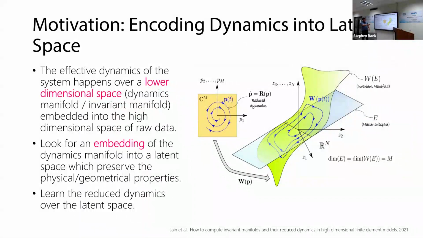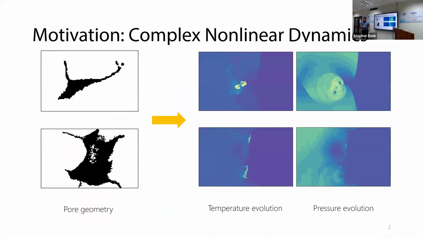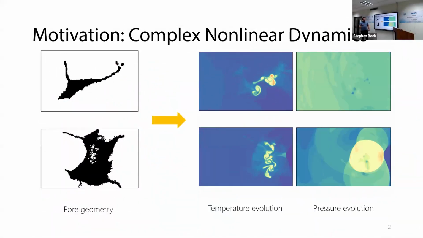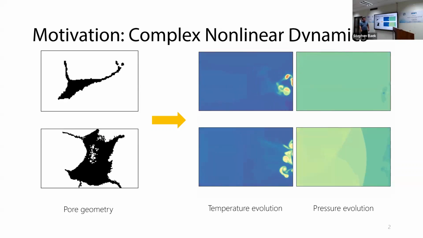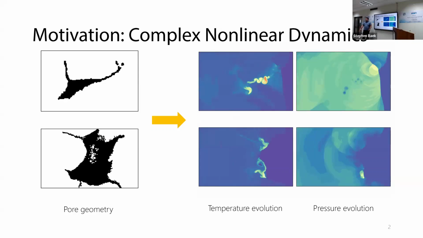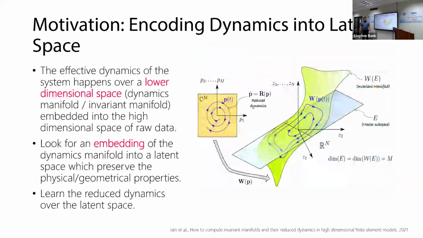So this particular curve over here is what corresponds to one simulation. And then on that invariant manifold, there can be many different trajectories corresponding to different boundary conditions, different initial conditions, different physical parameters, and so on and so forth. So that's the problem setting.